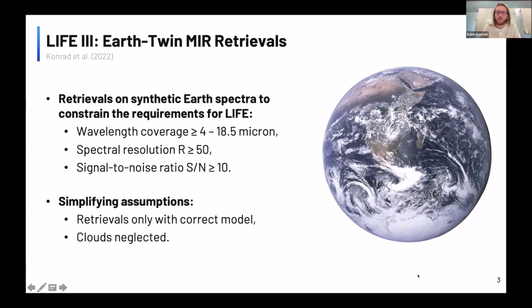One of them was that we ran all retrievals using exactly the same model that we used to generate the spectrum. Now, of course, for an exoplanet, we will not know what the atmosphere looks like, and thus we will not know which model to use necessarily. And the second thing is that we neglected clouds in this first study. So those are the two major limitations of this study.